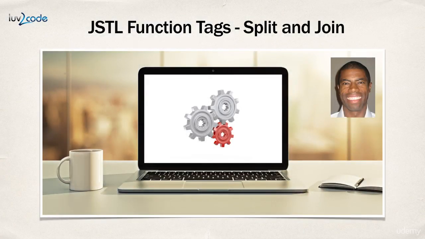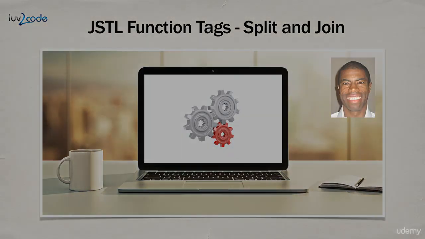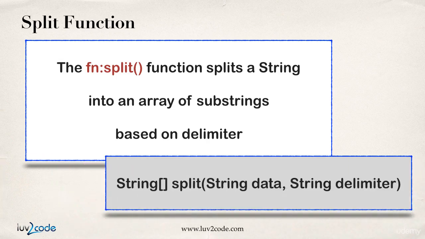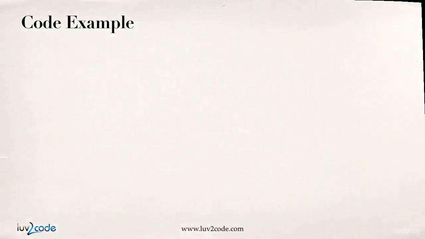Hey, in this video, we're going to learn about the JSTL function tags for splitting and joining. The split function basically splits a string into an array of substrings based on a given delimiter. And here's the signature for this method. You call split, you pass in the data string and a delimiter, and it'll return an array of strings based on splitting on the delimiter.